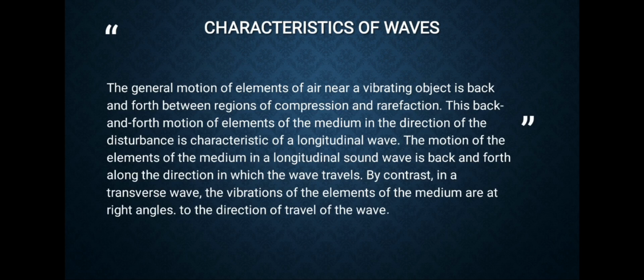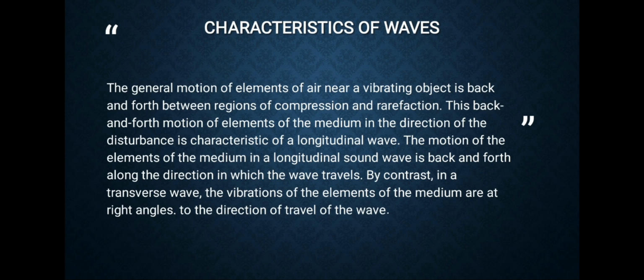Characteristics of waves. The general motion of elements of air near a vibrating object is back and forth between regions of compression and rarefaction. This back and forth motion of elements of the medium in the direction of the disturbance is characteristic of a longitudinal wave. The motion of the elements of the medium in a longitudinal sound wave is back and forth along the direction in which the wave travels. By contrast, in a transverse wave, the vibrations of the elements of the medium are at right angles to the direction of travel of the wave.